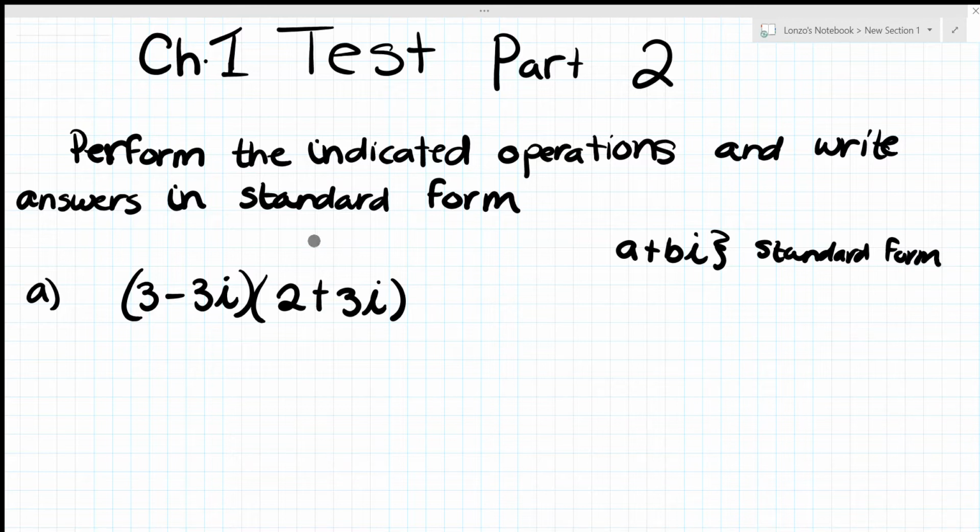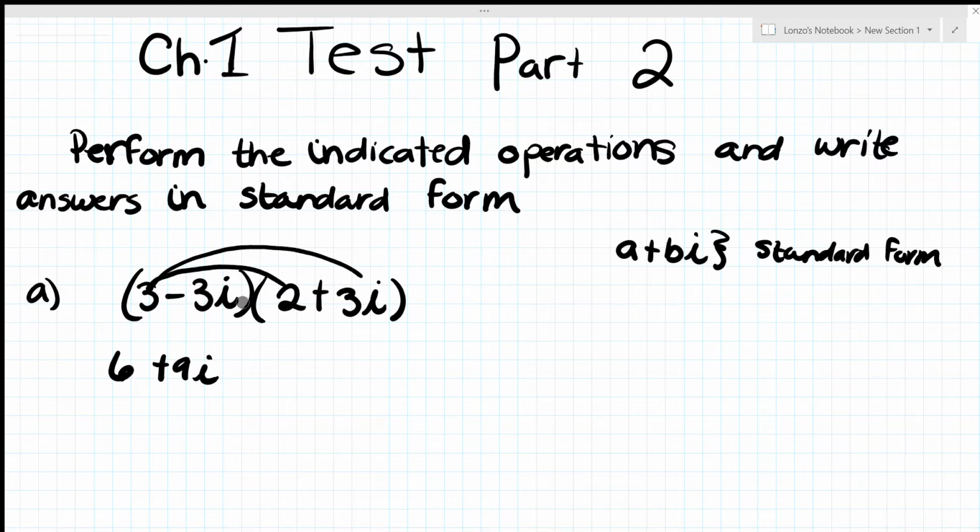So we're dealing with imaginary numbers. First step is to FOIL everything out. This is not a perfect square, right? Wait, is this? No, this is not a perfect square because this 2 should be a 3. So we can't do one of the shortcuts. You just have to FOIL it out. So 3 times 2 is 6.